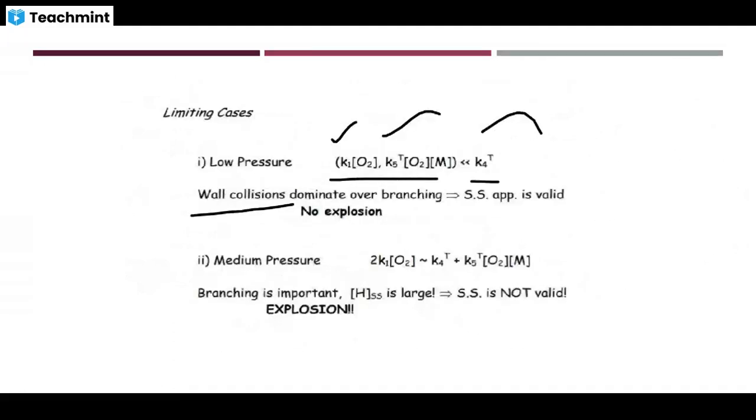Wall collision dominates over branching. If branching doesn't happen, there is no explosion. At a medium pressure, the branching is important, so then the explosion happens.